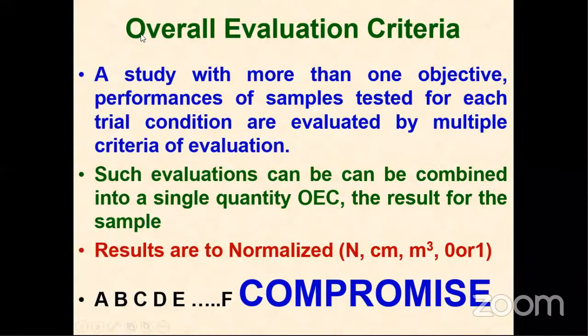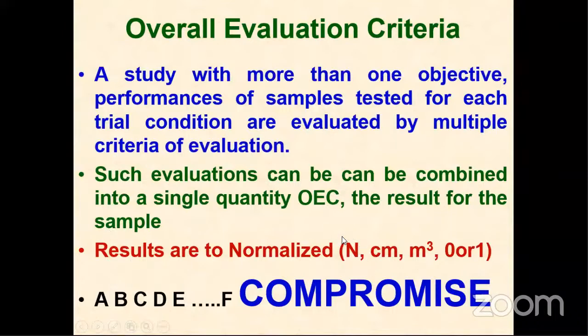So that's what I have at the end of the day: the overall evaluation criteria. Normally I say results are to be normalized. Without this also, so many papers will be coming. See, in a study with more than one objective, meaning multi-objective optimization, the performances of samples tested from each trial condition are evaluated by multiple criteria of evaluation. The results of the samples have to be normalized.